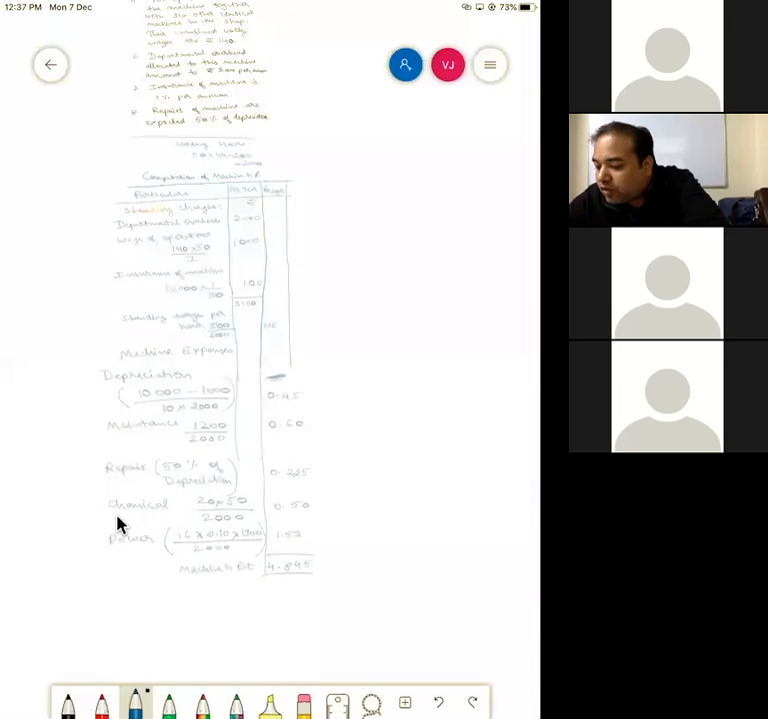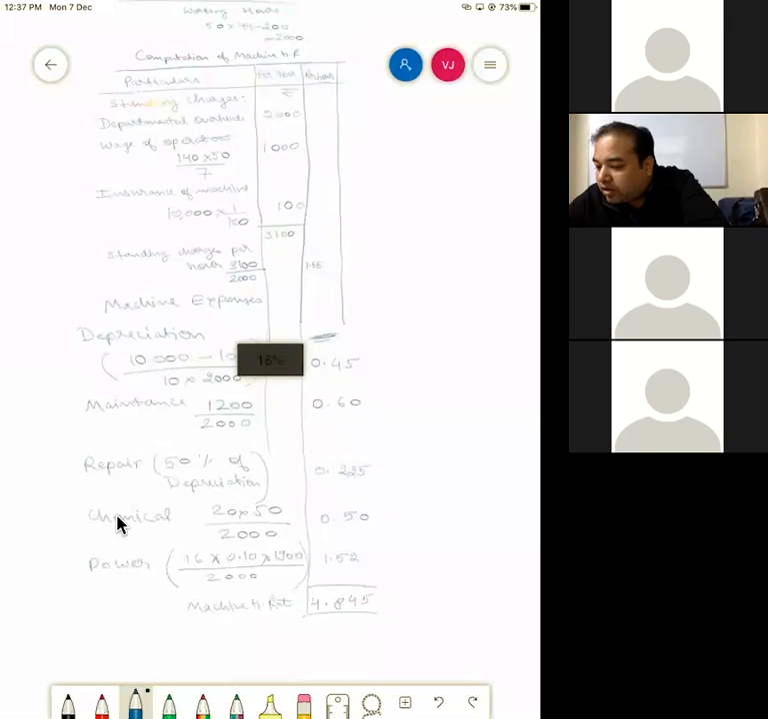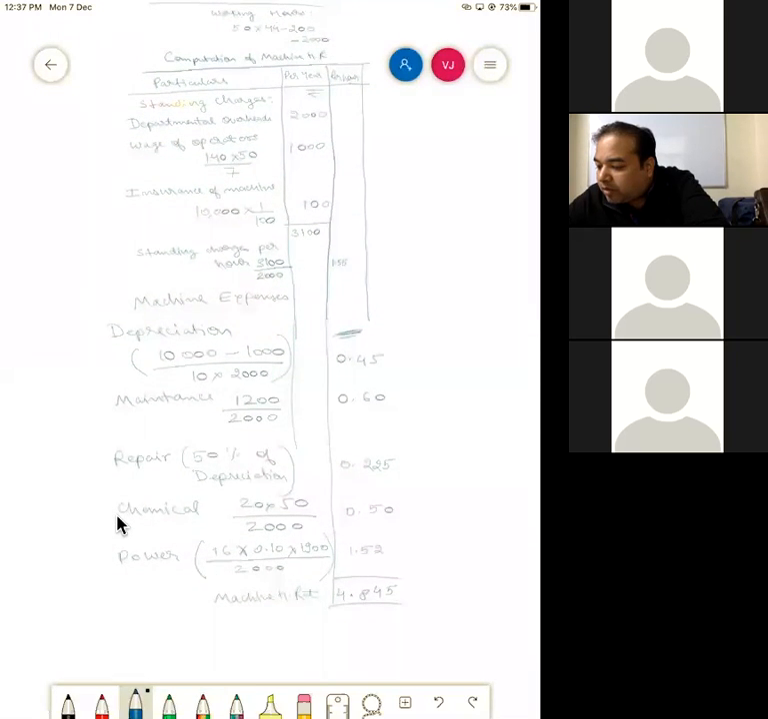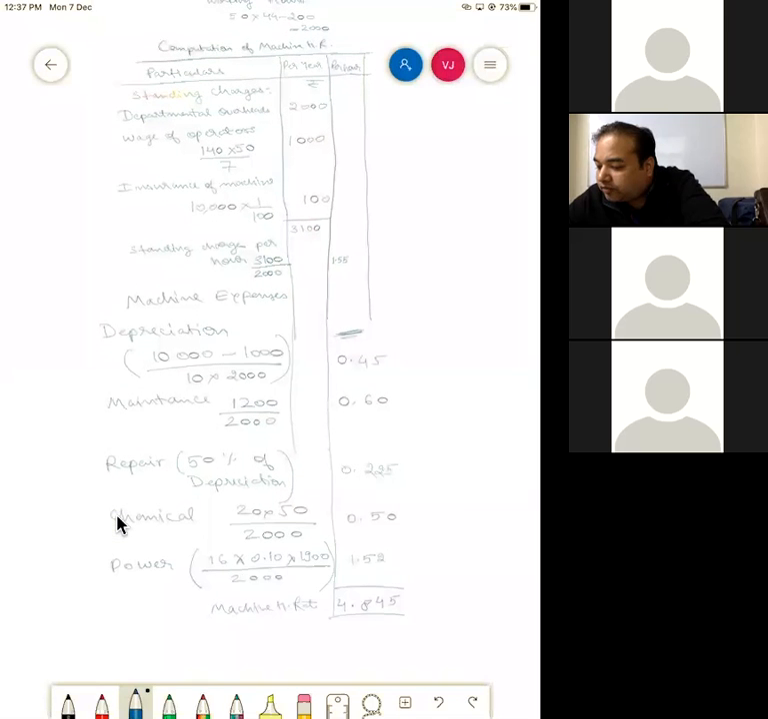To those who have not noted it down, you can take a screenshot of this from your mobile or from laptop, whatever you are working. Computation of machine hour rate. Is it visible? Yes, sir.